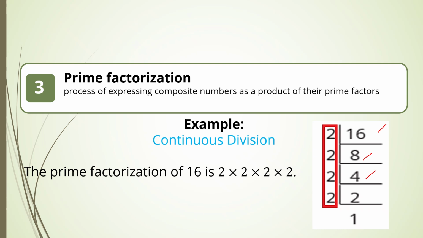Then the 2 in here, its factors are only 2 and 1. So what is left? These are your prime factorization: 2 times 2 times 2 times 2. Notice that in any of the methods you are going to use, you can get the same answer.